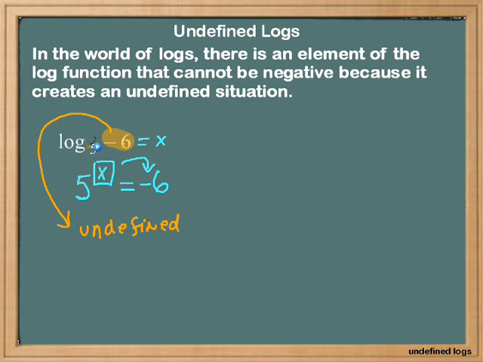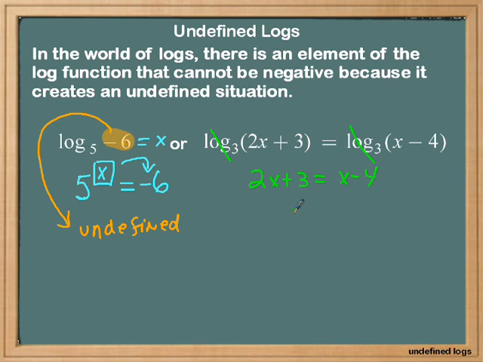Another example of that, let's take a look at something else. If I have an equation of log base 3 of 2x plus 3 equals log base 3 of x minus 4, and I go ahead and solve this equation, I'm going to drop the logs out, because if I have a single log on both sides, they drop out. We learned that earlier today. Then I'm left with 2x plus 3 equals x minus 4. I'm going to solve and get x equals negative 7.